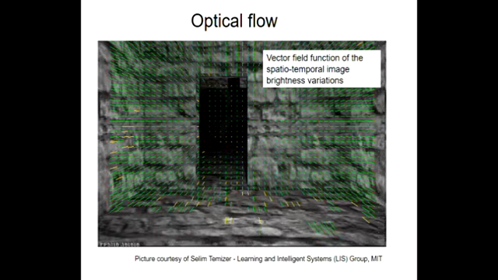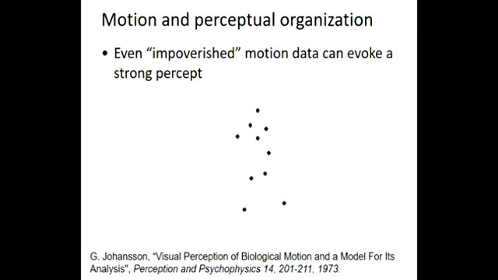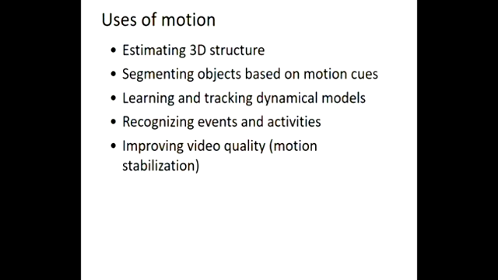But all of these motions can be very informative to us about objects that are moving and about our own motion. We can use motion for many purposes, like estimating 3D structure, segmenting objects based on motion cues, learning and tracking in dynamic models, recognizing events and activities, and improving video quality. For example, if you try to hold a camera still with your hand, it's very hard. There'll be little motions between the frames. But if you estimate the motion between frames, then you can stabilize the video so that it looks like you had it on a tripod.